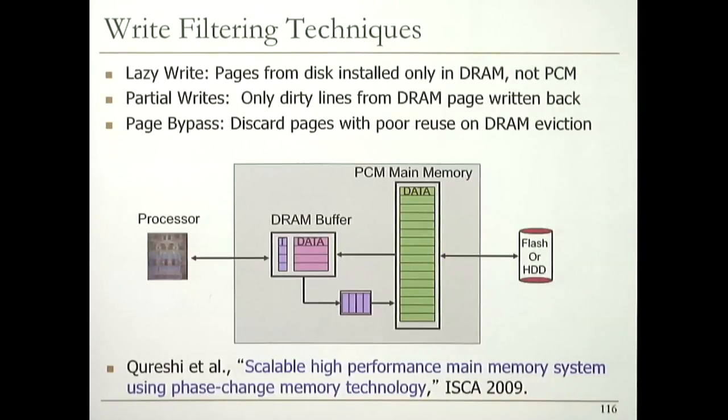Or maybe you write the entire page over here. So that's another trade-off. Basically, these are partial writes that we've discussed earlier. And you can maybe do page bypass. For example, if you need to evict something that's not dirty, that's clean, from this DRAM buffer, you just drop it. Right? You don't write it back to phase change memory, hoping that you're not going to need it again. Right? Of course, you can have a predictor for that as well. So these are three different techniques.